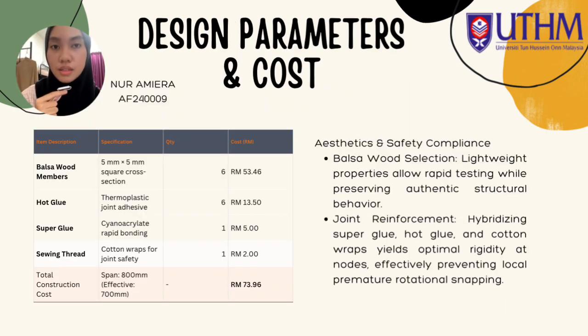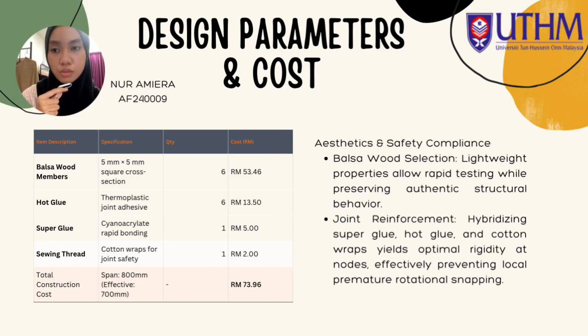Okay, so next, the items that we use in our construction are balsa wood, hot glue gun, super glue, and also sewing thread. The total cost of these items is almost 74 ringgit. Okay, why did you choose balsa wood? Because it is lightweight, easy to cut, and simple to assemble. Other than being light, it can still demonstrate the structural behavior of a real truss during testing.